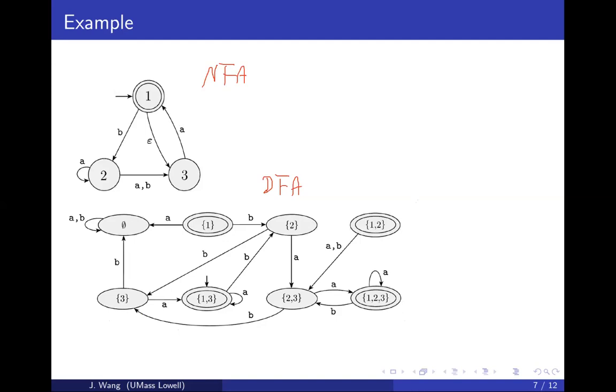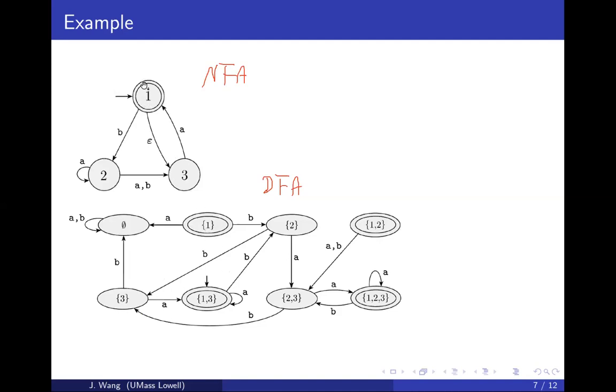But nevertheless, now let's see how we go through this construction. From the empty set, this is the empty set. For A and B, it doesn't go anywhere, so it just goes to itself. And then let's look at 1. So 1 is the initial state.